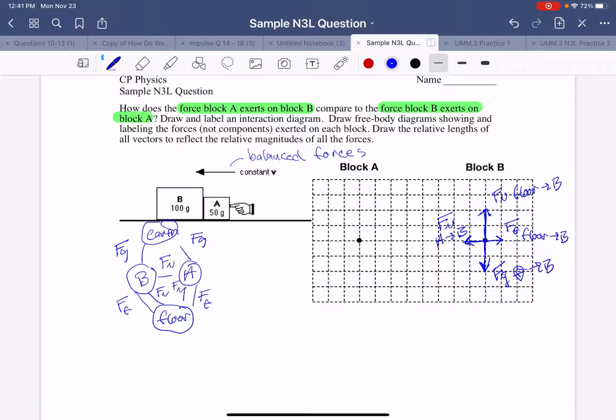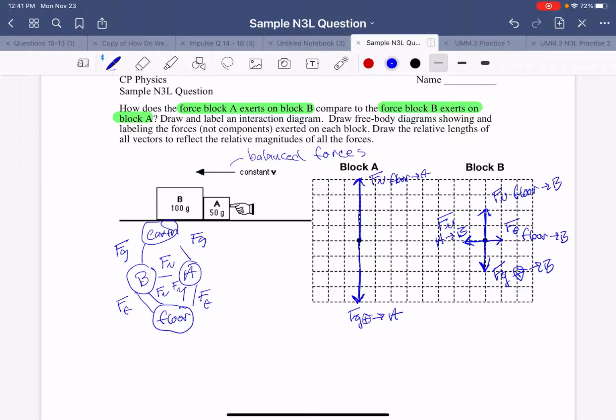Block A has twice the mass, so that means its gravitational force would have to be twice the length. So that's the gravitational force of the earth on A. And since there's no change in motion vertically, my vertical forces have to be balanced. So the normal force of the floor on A.